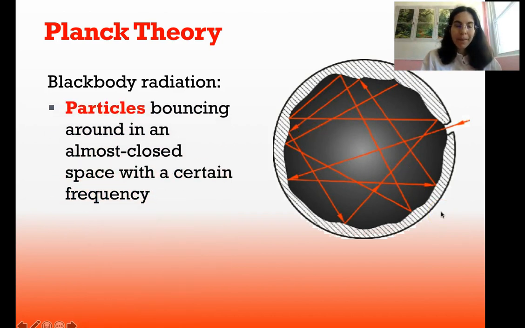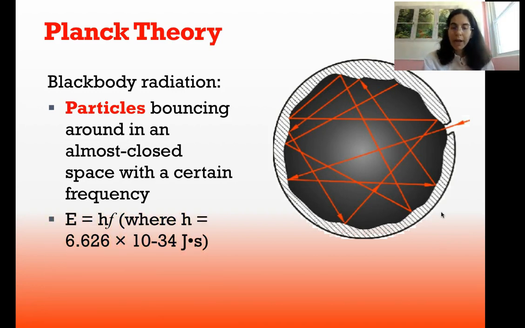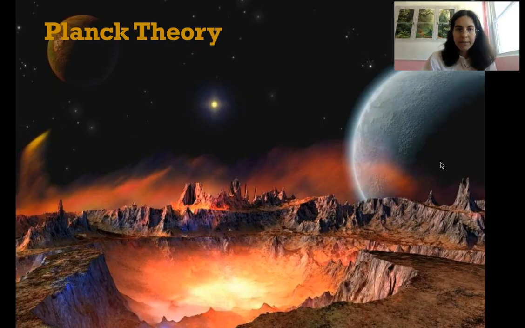Blackbody radiation is a particle model. Planck was working with thermodynamics. It models particles bouncing around in an almost closed space, and given the energy of the particle, you can get a certain frequency on the walls of that space. Bam, bam, bam, bam, bam is low frequency. Bam, bam, bam, bam, bam, bam, bam, bam, bam, bam, bam, bam, bam is high frequency. That comes from a much greater energy. Planck found a one-to-one linear correspondence between the frequency of the vibration and the energy of the particles. H here is Planck's constant, 6.26 times 10 to the negative 34th joule seconds.